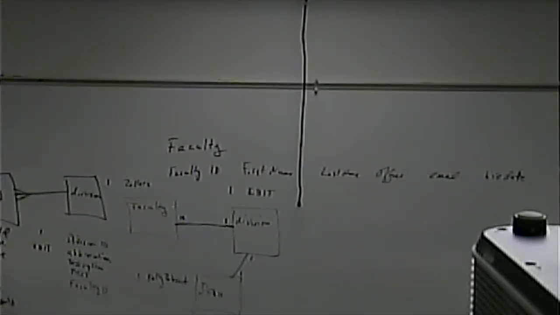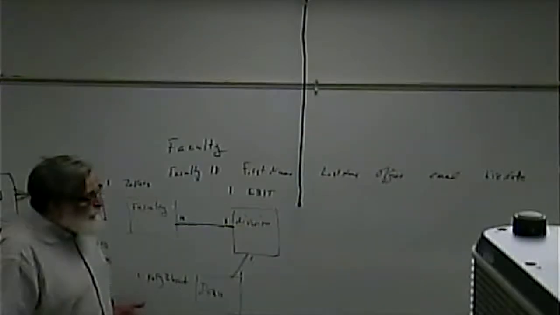Now, you might say, well, could I put faculty ID 1, faculty ID 2, faculty ID 3 here? And the answer is no. That's a bad idea. That's violating one of the rules for normalization. One of the rules for normalization says you don't have repeating fields. That would be repeating fields. I'd have more than one faculty ID. Now what's wrong with repeating fields?